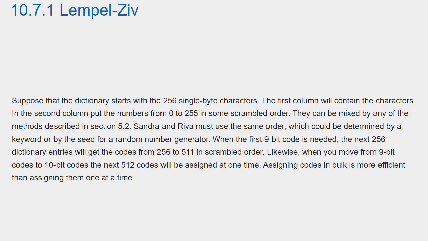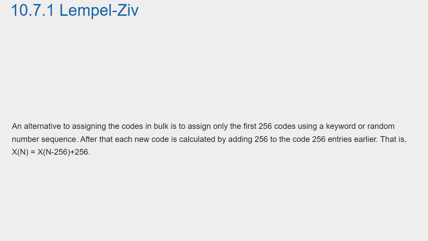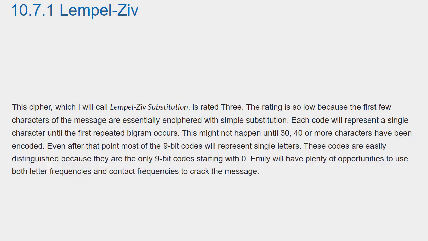Likewise, when you move from 9-bit codes to 10-bit codes, the next 512 codes will be assigned at one time. Assigning codes in bulk is more efficient than assigning them one at a time. An alternative to assigning the codes in bulk is to assign only the first 256 codes, using a keyword or random number sequence. After that, each new code is calculated by adding 256 to the code 256 entries earlier. That is, x(n) = x(n − 256) + 256.